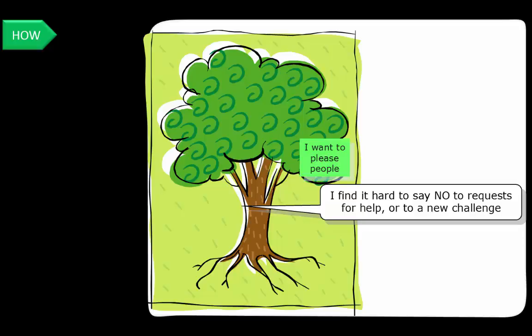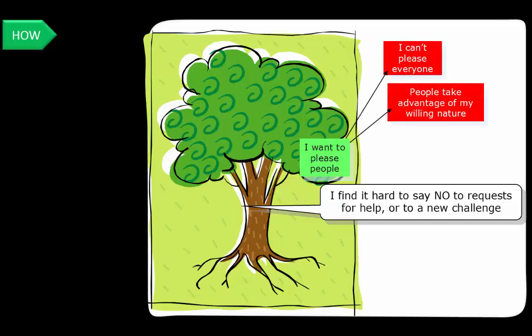So what I'm going to be showing you is how to branch out, and I'll use different colors in this because sometimes the effect of what you're doing is positive, and sometimes it's negative. So it's just a means of identifying, is this a positive or negative? I want to please people, but I can't please everyone, and people take advantage of my willing nature. So you can see the negative things that are coming out.